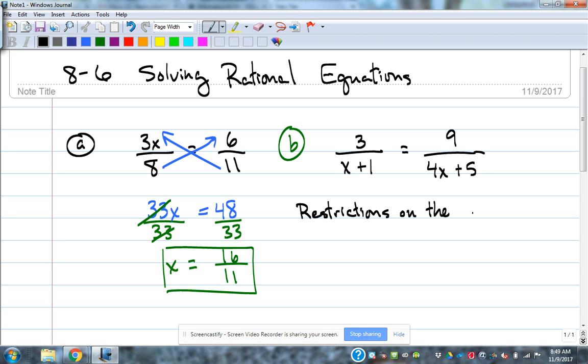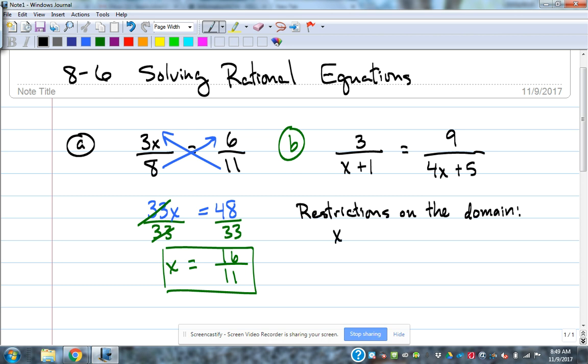One way is to say the restrictions on the domain. That means what x can't be. You also might hear them called excluded values. There's several different names for these. So restrictions on the domain, you could hear them called that. You could hear them called excluded values. Both of those are the same thing. They just have different ways of saying that depending on what context you're in.